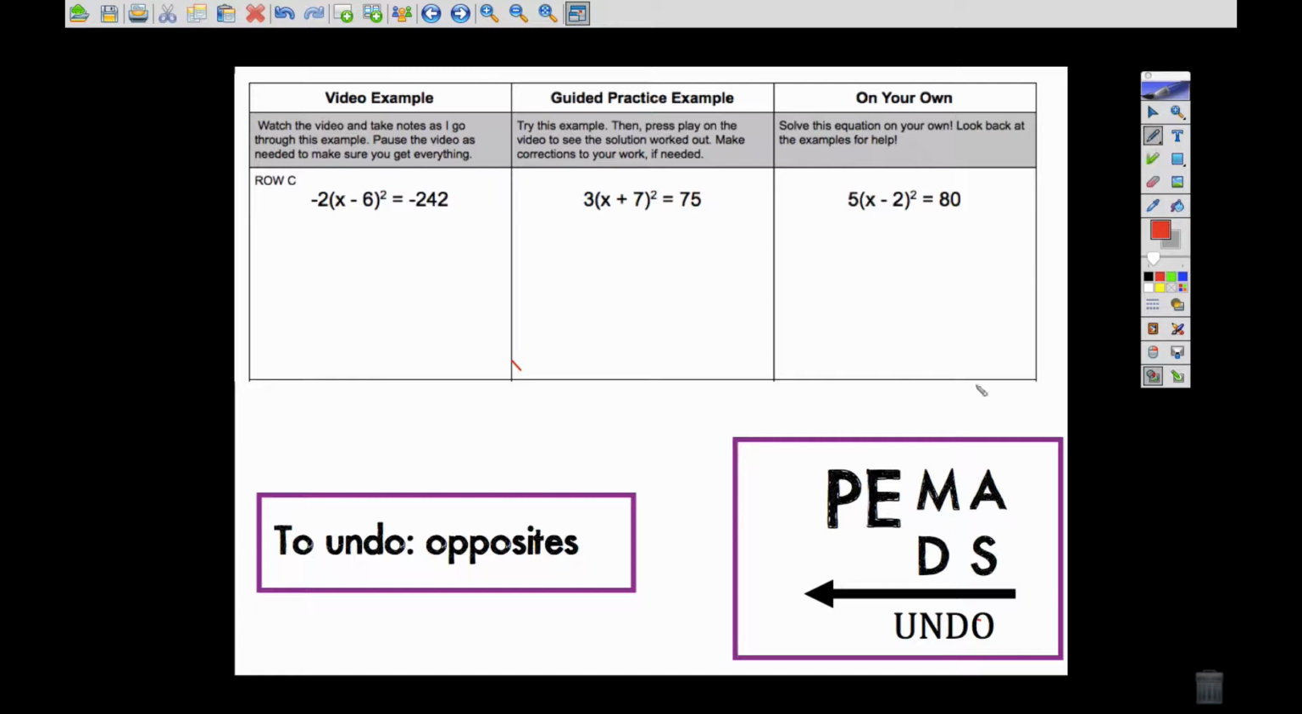Let's see what we have as far as order of operations goes. When we have this -2 out front, remember, when it's just written next to a set of parentheses or it's written next to a variable, it means we are multiplying. And then we also have an exponent of 2, and we have our parentheses. So that's the order that we need to work backwards. We need to start with that multiplication.